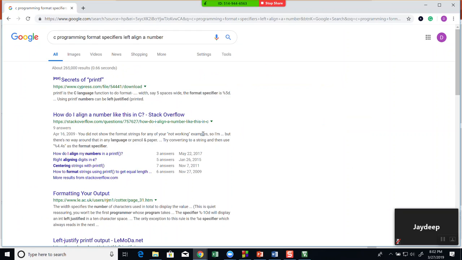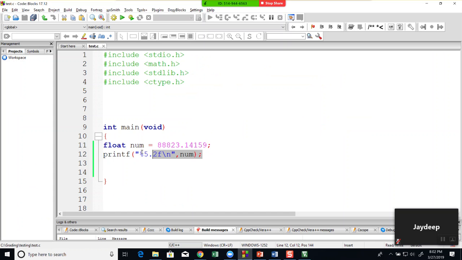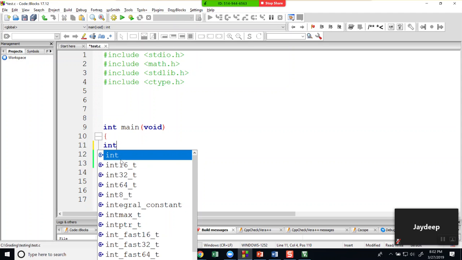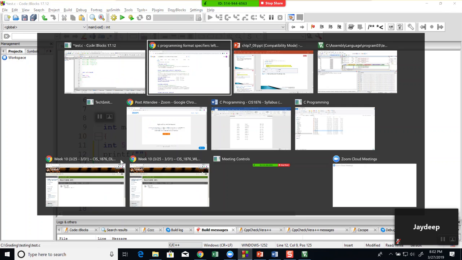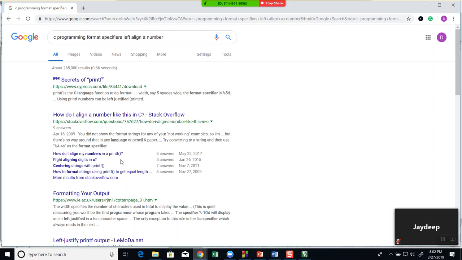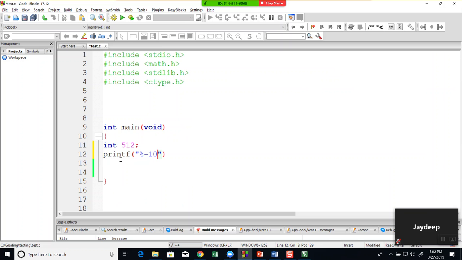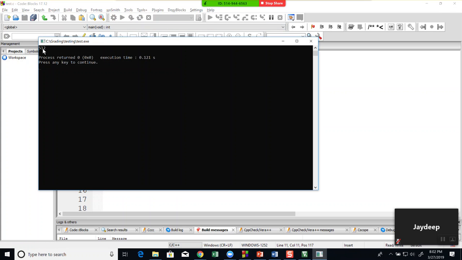So then after I get that, I come over here, integer 512, printf, and it tells me to do a %-10d\n, assuming I'd actually done that correctly. Let's try it again. Num equals 512. Of course, there's spaces here, so I really can't see it very well, but it left justified it, didn't it?